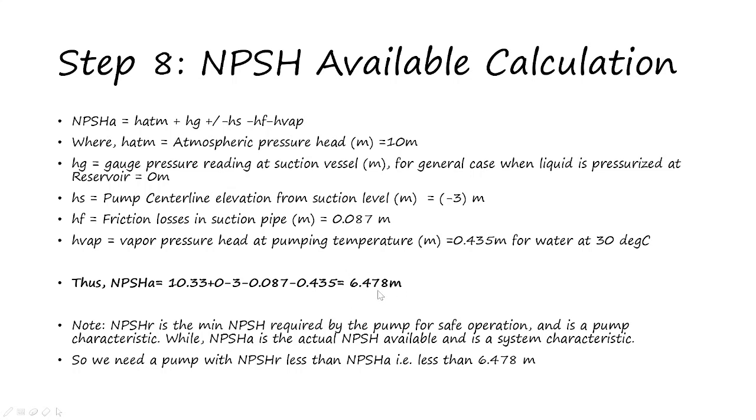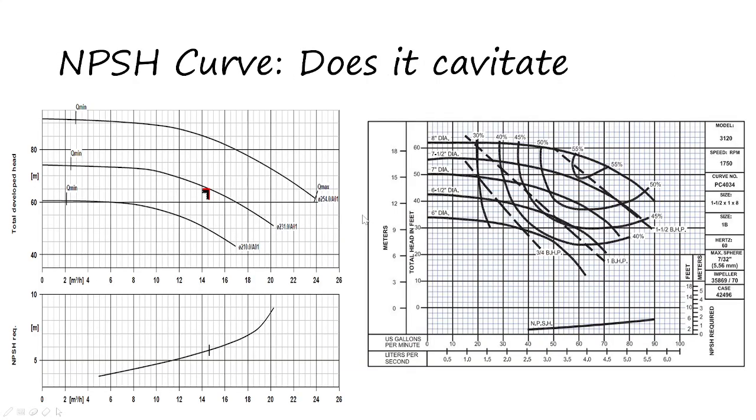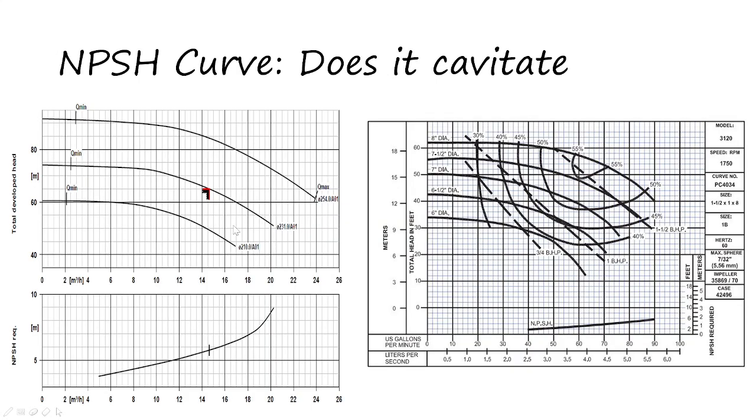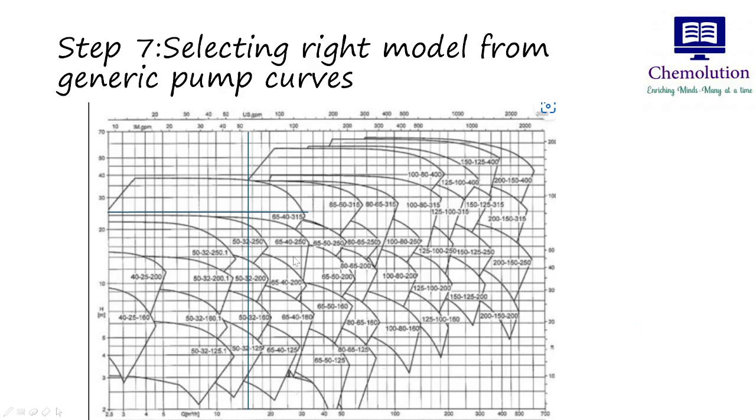Now we need a pump for which NPSH required is less than this value, then only we can use that pump. I hope you got the point. So to prevent the pump from cavitation, we need a pump whose NPSH required is less than 6.478 meter. I do not have the NPSH curve for the pump which we selected over here.